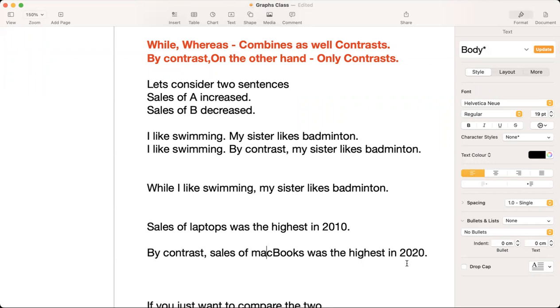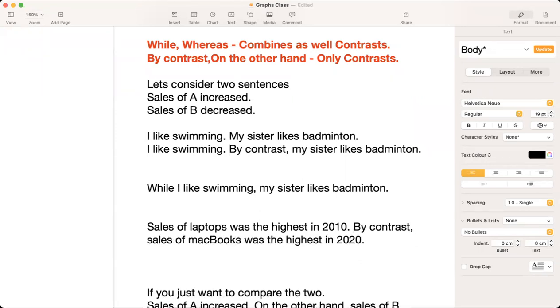While and by contrast, the difference is clear. If there is a problem, I'll go ahead. Anyone has a problem? Ask me. That means no. By contrast does not join the sentences. It makes a comparison. However, I'll explain.